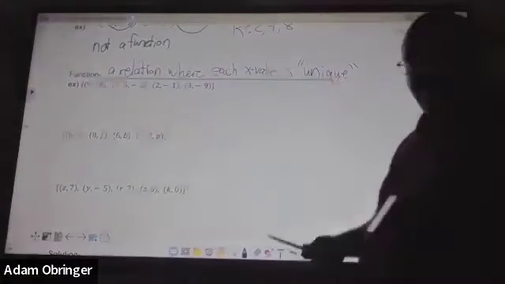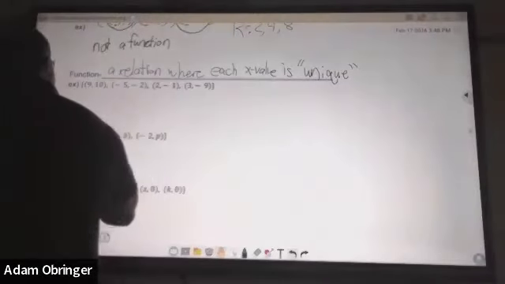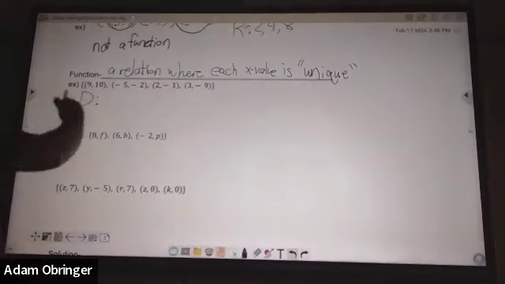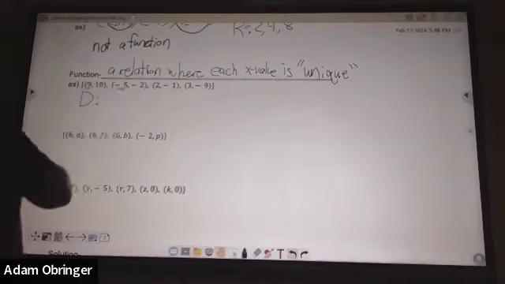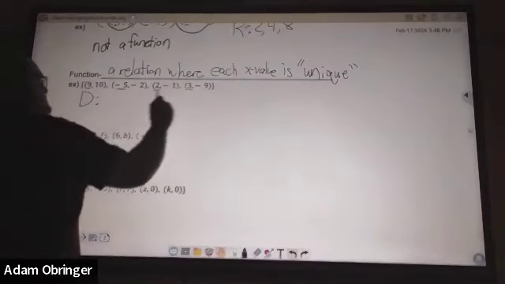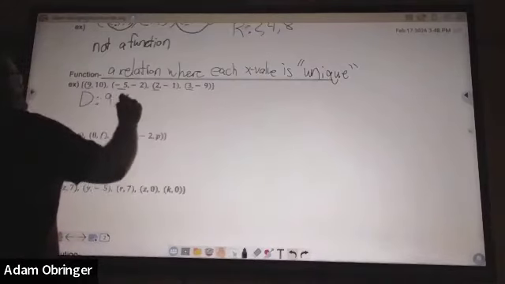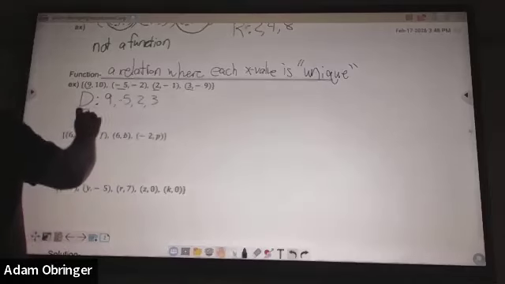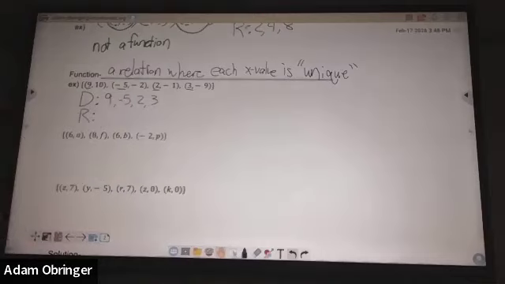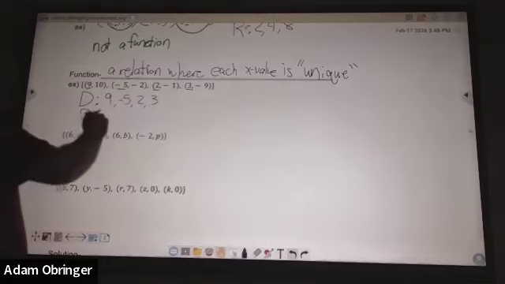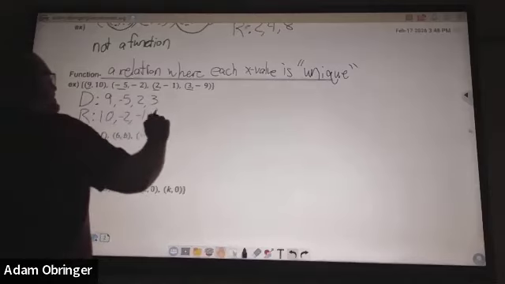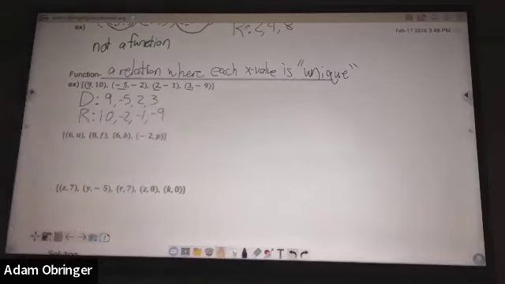For the domain, we're going to list the x values. So if I go through and pick out the first number in each of these coordinates, I've got 9, -5, 2, and 3. For range, I'm going to list the other values, the y values: 10, -2, -1, and -9.